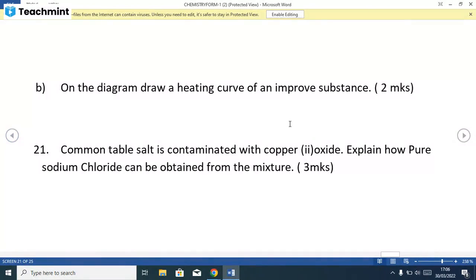So we say add water to the mixture. Sodium chloride will dissolve, while copper 2 oxide will not dissolve. Filter to obtain copper 2 oxide as a residue and sodium chloride as a filtrate. Then evaporate to obtain sodium chloride.